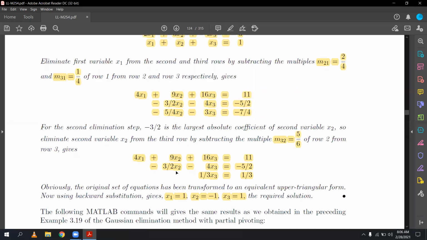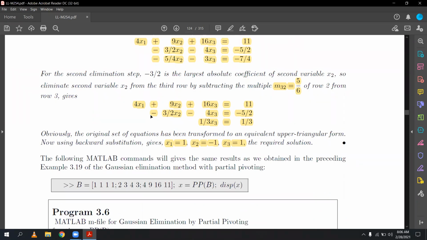And then we convert into the upper system. And when we have the upper system, then we use backward substitution to find the solution. Okay. This is a simple procedure, we call it the backward substitution.